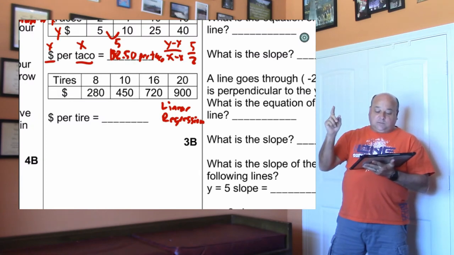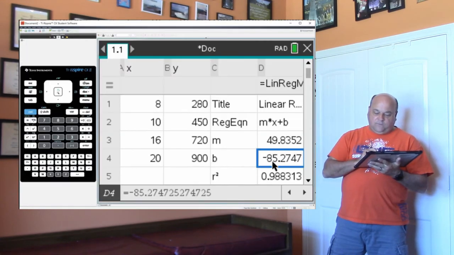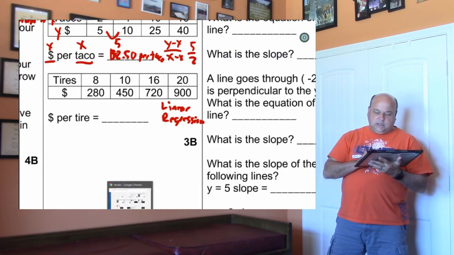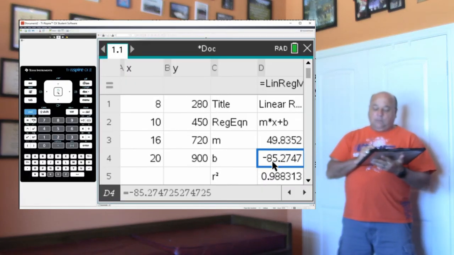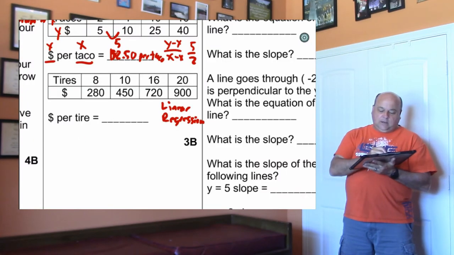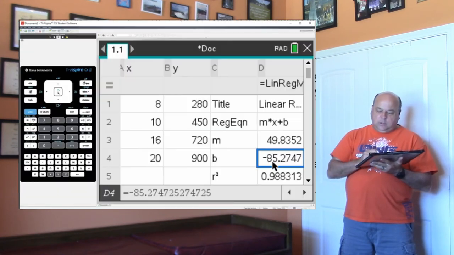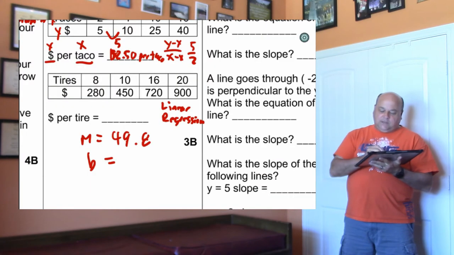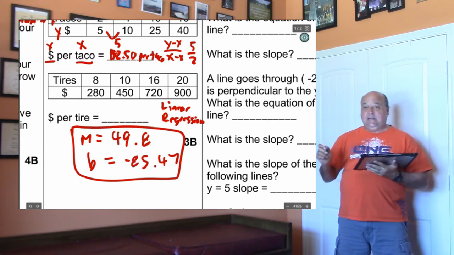So right here, I'm looking at my slope at 49.83. And notice this table is probably messed up, okay? 49.83, 280, did I put that in right? 280, 450, 8, 10, 16, 20, 280, 450, yeah I did, so it's messed up, okay? This table probably doesn't have a correct constant rate of variation. So put m equals 49.8, and b equals, it would be what, negative 85.47? Which means they'd be giving it away. So this table was probably messed up when I did it, okay?